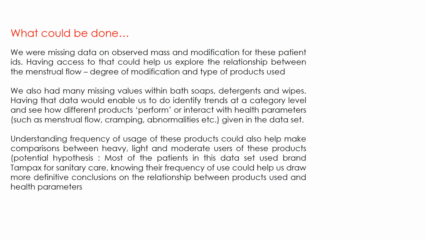And again, we had a lot of missing values within this data set. In terms of bath soaps, detergents and wipes, these were again some variables we didn't have access to. We didn't know which bath soap that particular patient ID was using or which detergent, and it had a lot of missing values. Having that data could have enabled us to identify trends at a category level and see how different products perform or interact with the health parameters given in the data set, in terms of menstrual flow, cramping, and abnormalities. Also, understanding the frequency of usage of these products could help make comparisons between heavy, light, and moderate users of this product.